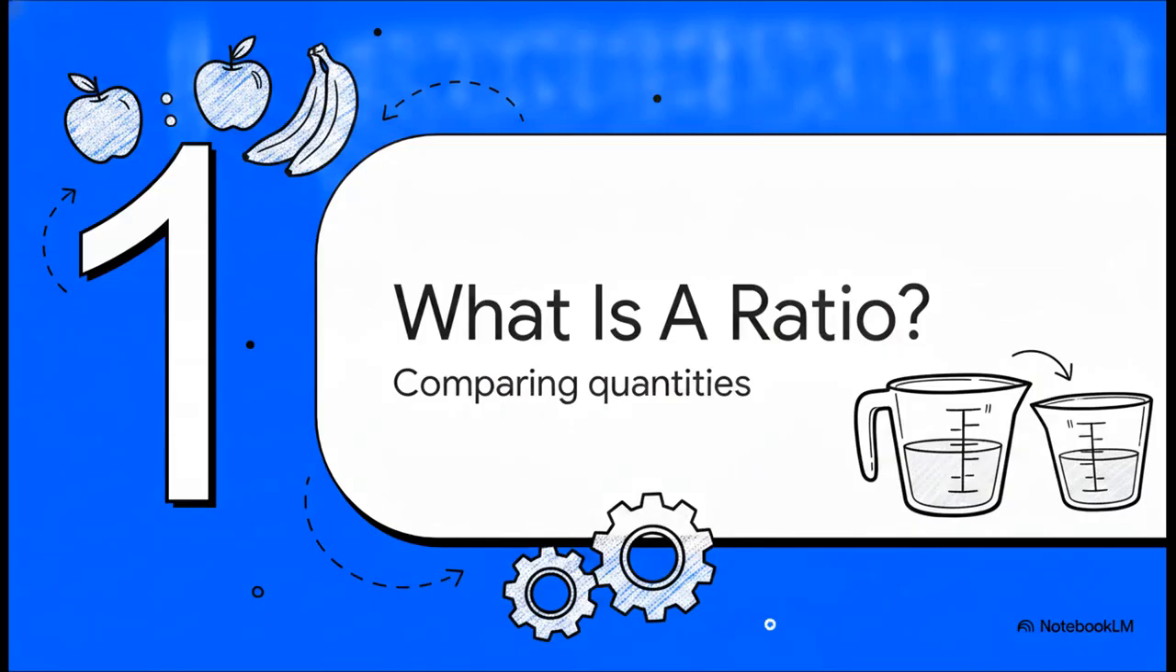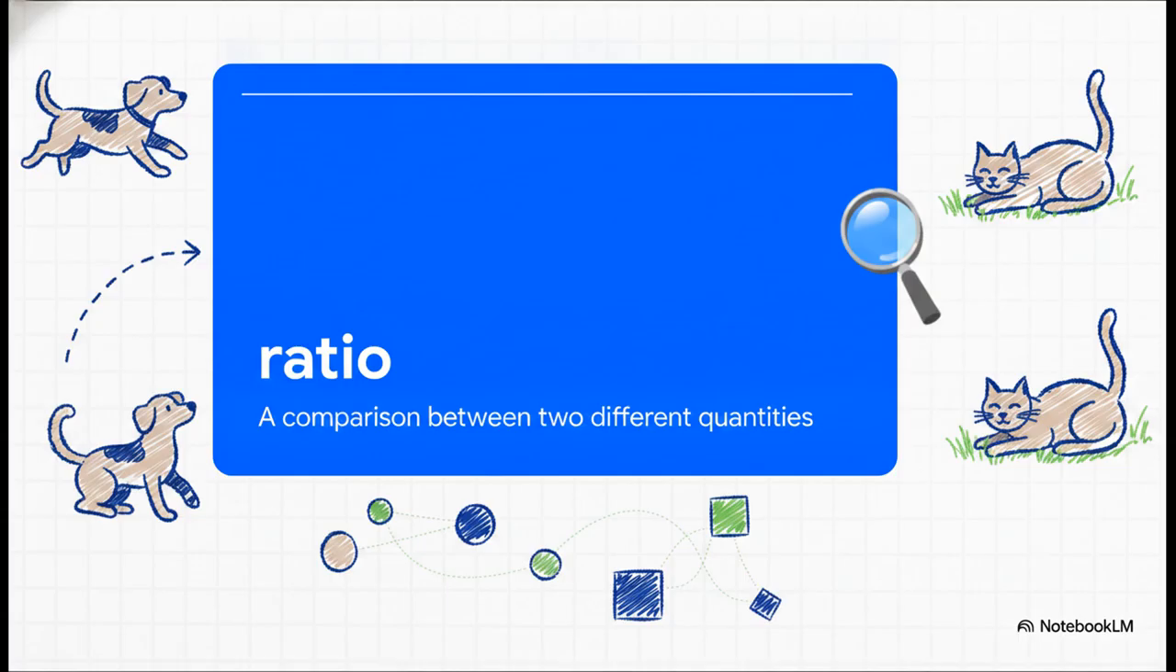What is a ratio? At its absolute core, a ratio is simply a comparison between 2 different quantities. It's really just looking at how one amount directly relates to another. For example, let's say you track your typing speed, and you find out you type 40 words for every 1 minute that passes. Boom! You've just identified a ratio. You are directly comparing the quantity of words typed to the quantity of minutes.